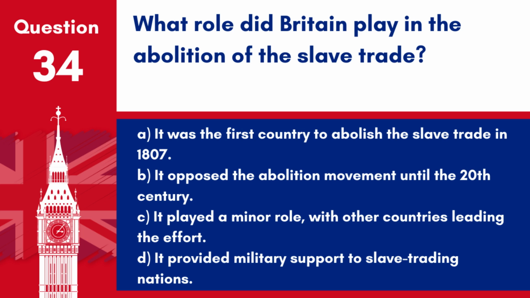Question 34. What role did Britain play in the abolition of the slave trade? A. It was the first country to abolish the slave trade in 1807. B. It opposed the abolition movement until the 20th century. C. It played a minor role, with other countries leading the effort. D. It provided military support to slave-trading nations.